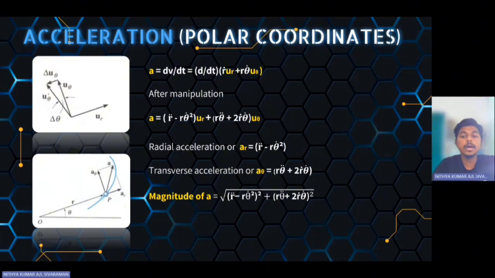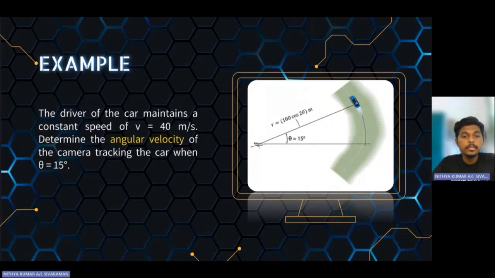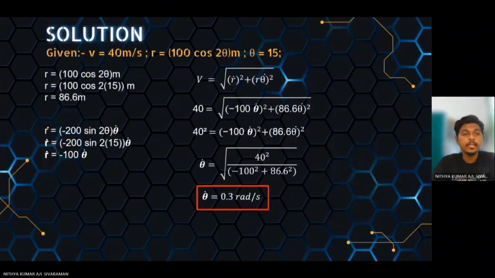Let's see an example. In this question, they asked to determine the angular velocity of the camera tracking the car when theta is 15 degrees. From the question, they gave velocity equal to 40 and r equal to 100 cos 2 theta meters, and theta is 15 degrees.